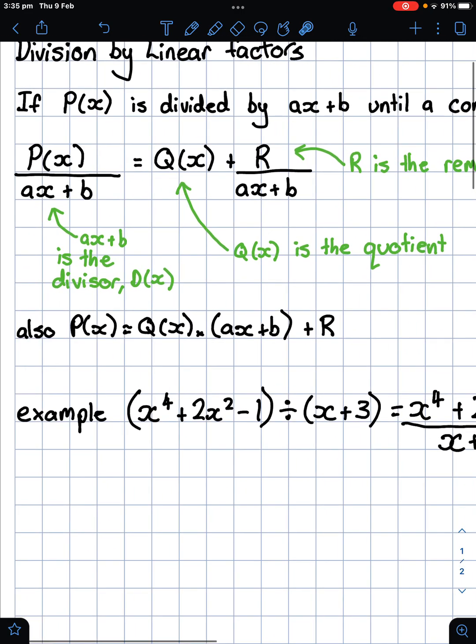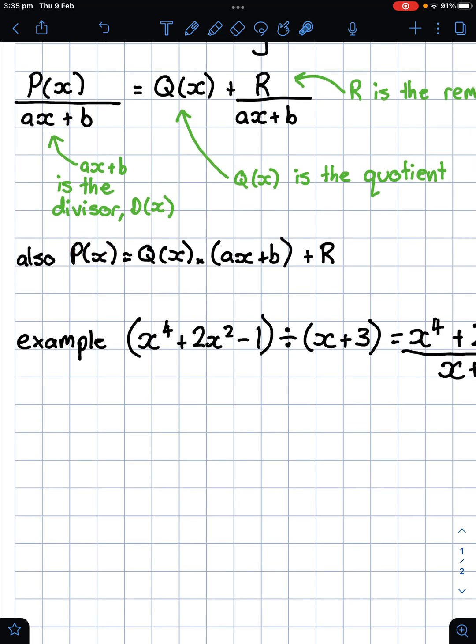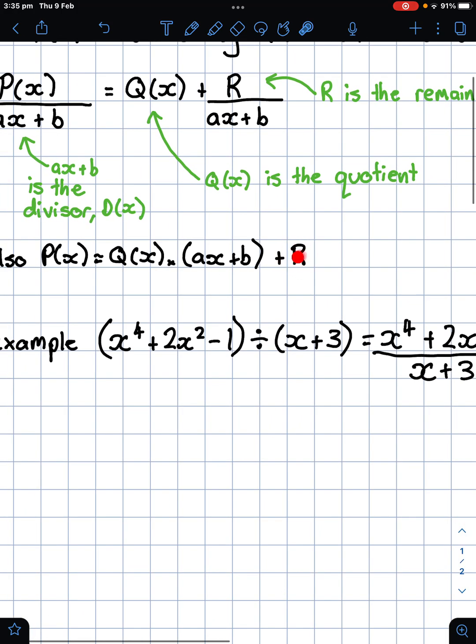This is sort of our general rule. We've also got here that the polynomial equals the quotient times the divisor, which I didn't say before, ax plus b. At the moment, we have a linear factor that's our divisor, plus our remainder.